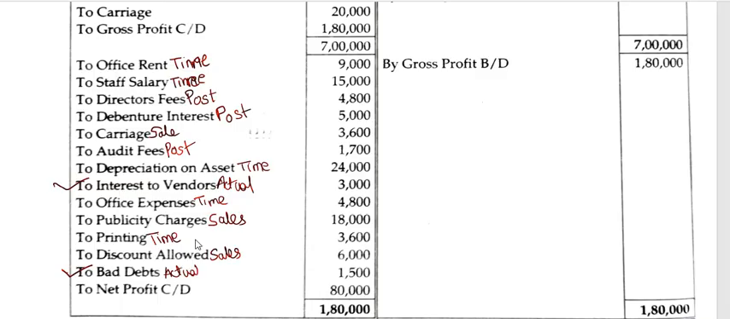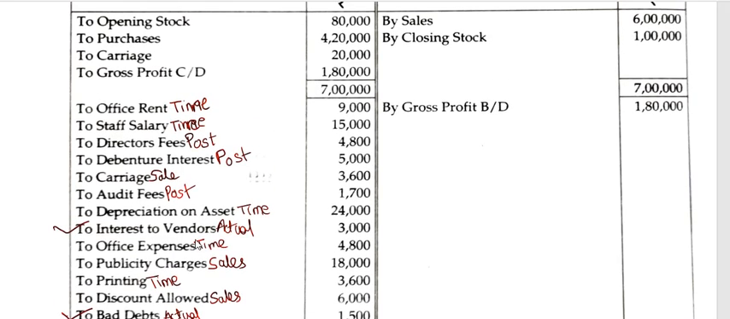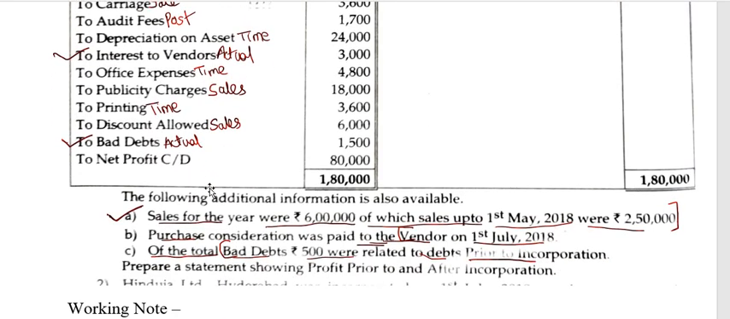So actual. Next to the credit side we have gross profit as well as sales. Okay, sales we have to find the sales ratio. So gross profit is to be distributed on sales ratio. Okay, so now we have come to know that expenses like office rent are to be distributed on time ratio, director fees post, and so on. Okay, so now what we have to do?